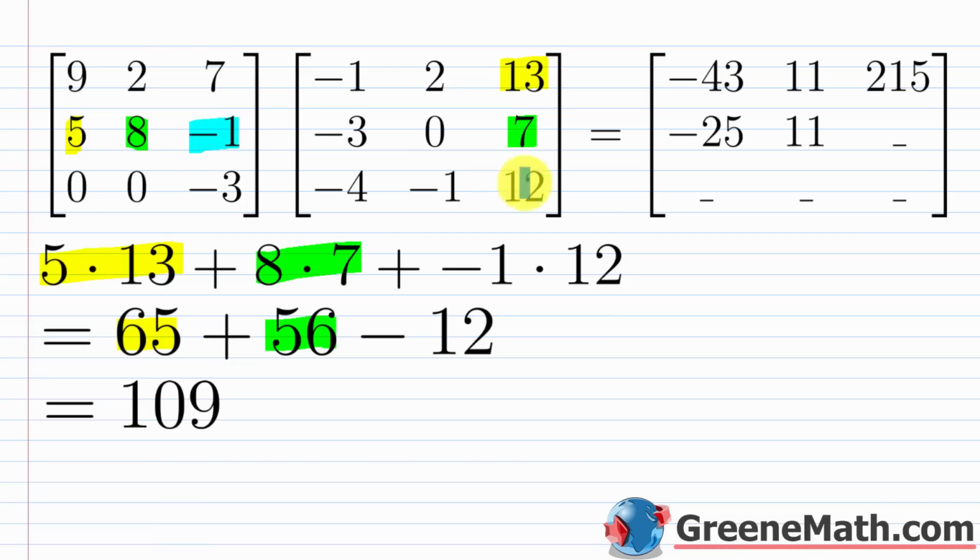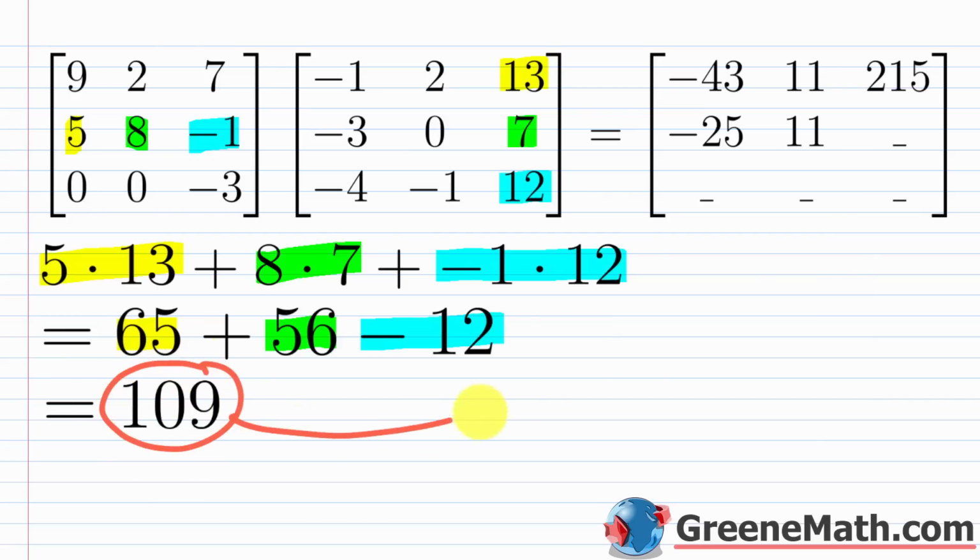Again, sliding down, you want negative 1 times 12. So negative 1 times 12 is negative 12. So go through and say that 65 plus 56, that's going to be 121. And then minus 12, that's going to be 109. So let's take this guy right here and let's put it right there. So this is going to be 109.